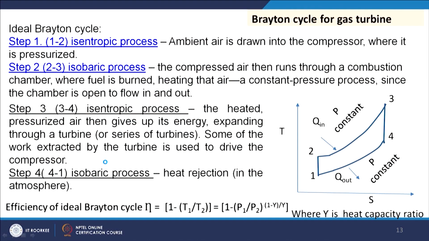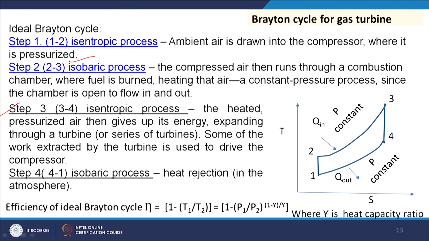So, then it is sent to the furnace or the heat exchanger to heat it up, and then basically the combustion chamber. So, it is an isobaric process. So, it expands, and then we are going for step 3, that is the isentropic process. The heated and pressurized air then gives up its energy in the turbine blade. So, that is the case, expanding through the turbine, and then isobaric process, heat rejection in the atmosphere.